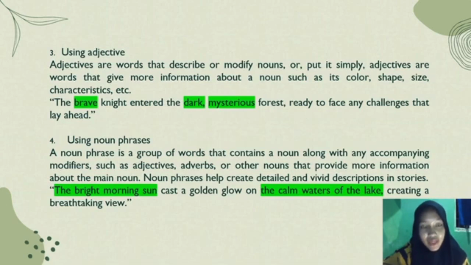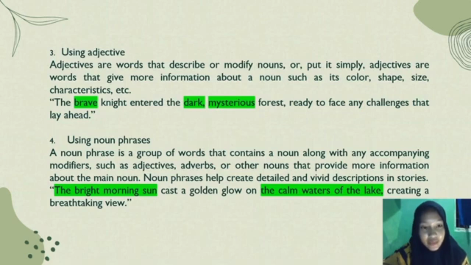Number four, using noun phrases. A noun phrase is a group of words that contains a noun along with any accompanying modifiers such as adjectives, adverbs, or other nouns that provide more information about the main noun. Noun phrases help create detailed and vivid descriptions in stories.